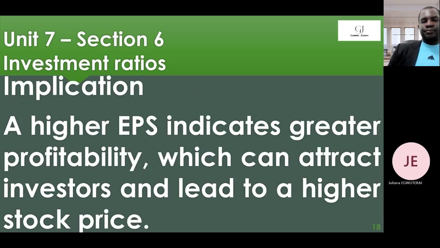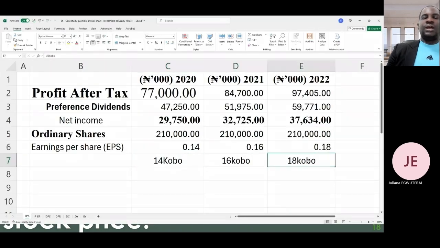important. So what's the implication? A higher earnings per share indicates greater profitability and can attract investors. Exactly. So in the case of Dan Kabir, it will attract investors because on the 3-year basis, the earnings per share keeps growing. And that's one thing in investments. People want to see growth and they're rushing.